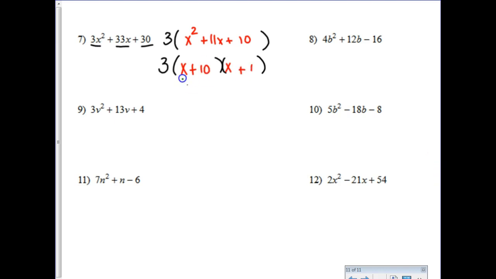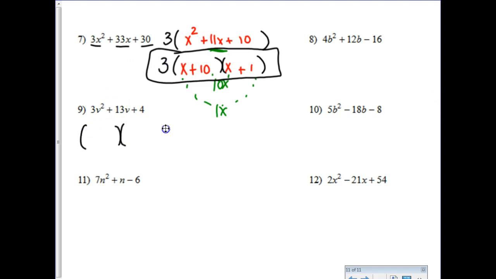Always check your arches here. This is positive 1x, this is a 10x. And if you add them together, you do get your 11x that you need. So yes, again, 2 steps. Some of these are going to require 2 steps. This next one does not have a common factor, so you just have to kind of muscle through the question, starting with what times what gives you 3v squared. Well, that would be a 3v and a 1v. And then at the end of your problem, 4 and 1 or 2 and 2.